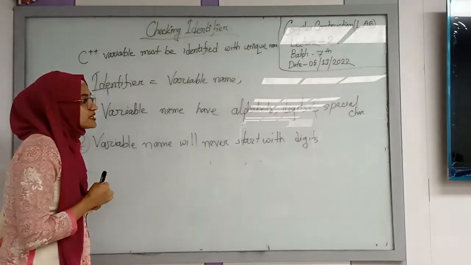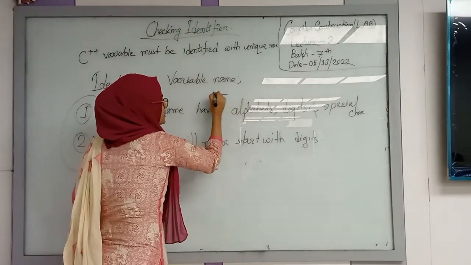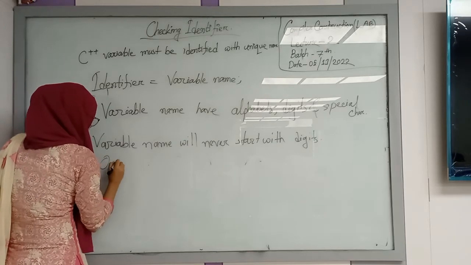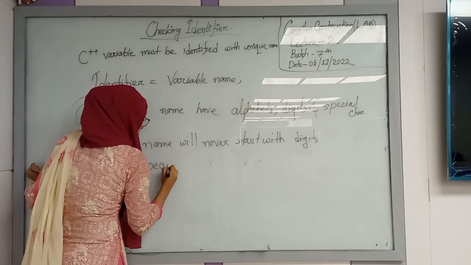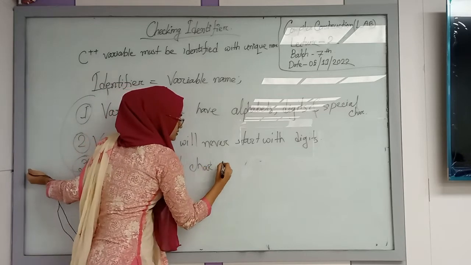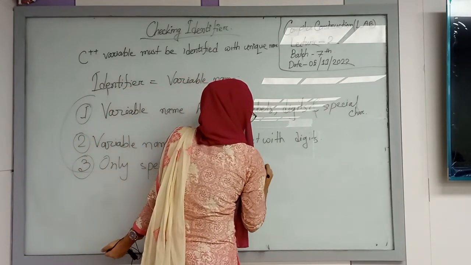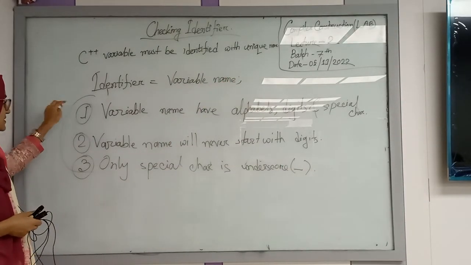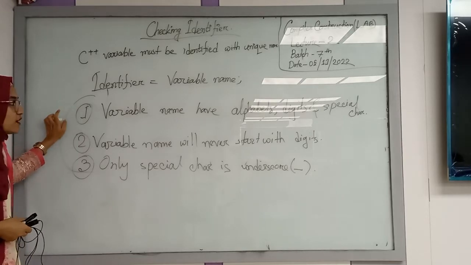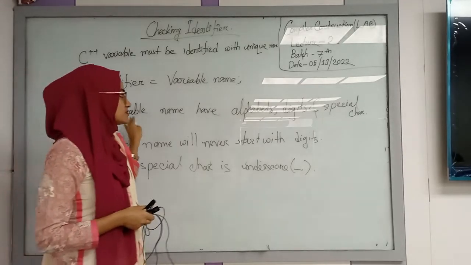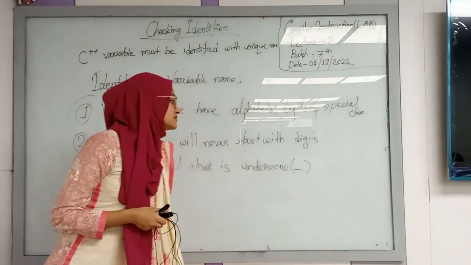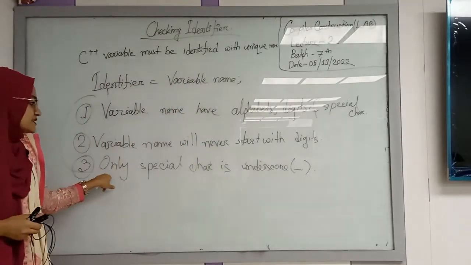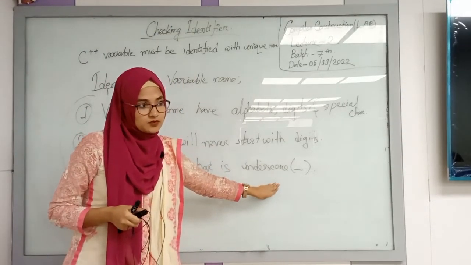Okay, we will use the special character underscore only. The only special character is underscore. Let's see the rules of being identifier or variable name. First, variable name will consist of alphabets, digits and special characters. The variable name will never start with a digit, okay. Only special character is underscore, okay. This is the main thing.